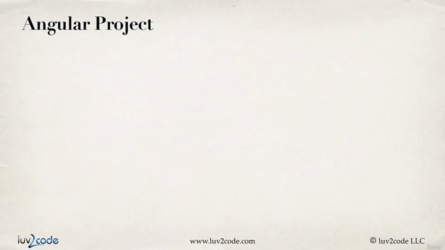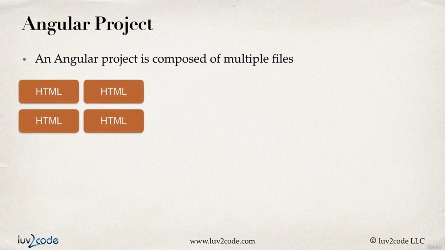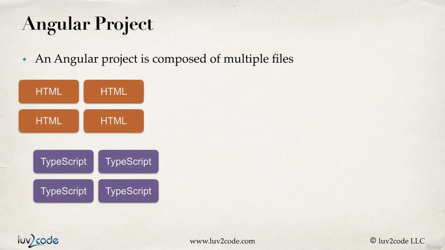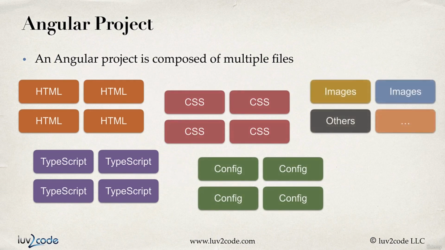Okay, so a bit more about the Angular project. An Angular project is composed of multiple files. So you'll have HTML files, you'll have TypeScript files, cascading style sheets, configuration files, images, and so on. So a lot of files, and we'll actually see this when we create an Angular project. There's a lot of files that are created, but we'll break it down and we'll cover the key files.